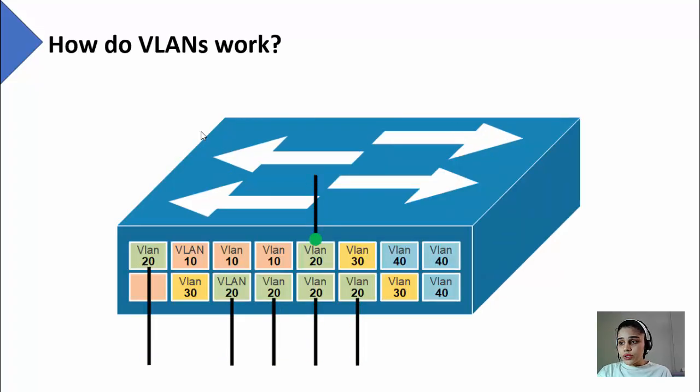Devices connected to ports in the same VLAN can communicate with each other normally. However, devices in different VLANs cannot communicate directly because each VLAN is a separate broadcast domain. When a frame enters, the switch checks the VLAN ID and forwards the frame only to ports that belong to the same VLAN.